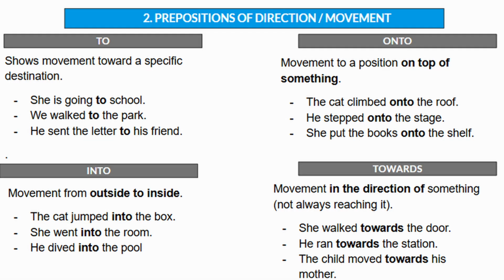For example, don't say the cat jumped in the box. When you say the cat jumped in the box, it means the cat was already in the box. It is not the same as the cat jumped into the box. When you say the cat jumped into the box, it means the cat was outside and it entered the box, from outside to inside the box.